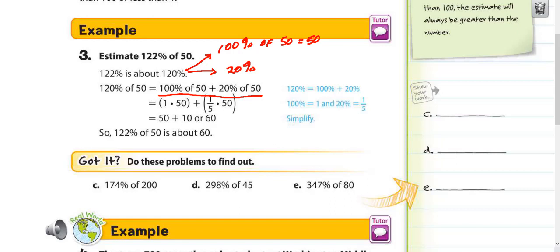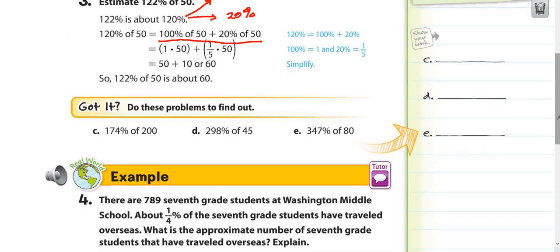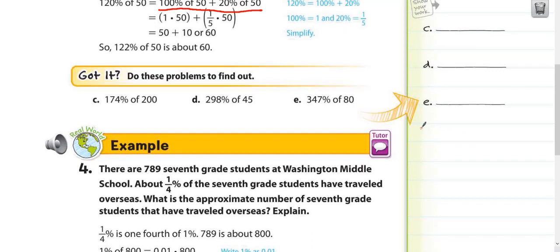Okay, let's take a look at problem C. We need some room to work here. Let's use this space right here to do problem C. So when we look at problem C, we have 174% of 200. So we're going to take this 174 and we're going to round it for our estimation to 175%. We're doing 175% of 200.